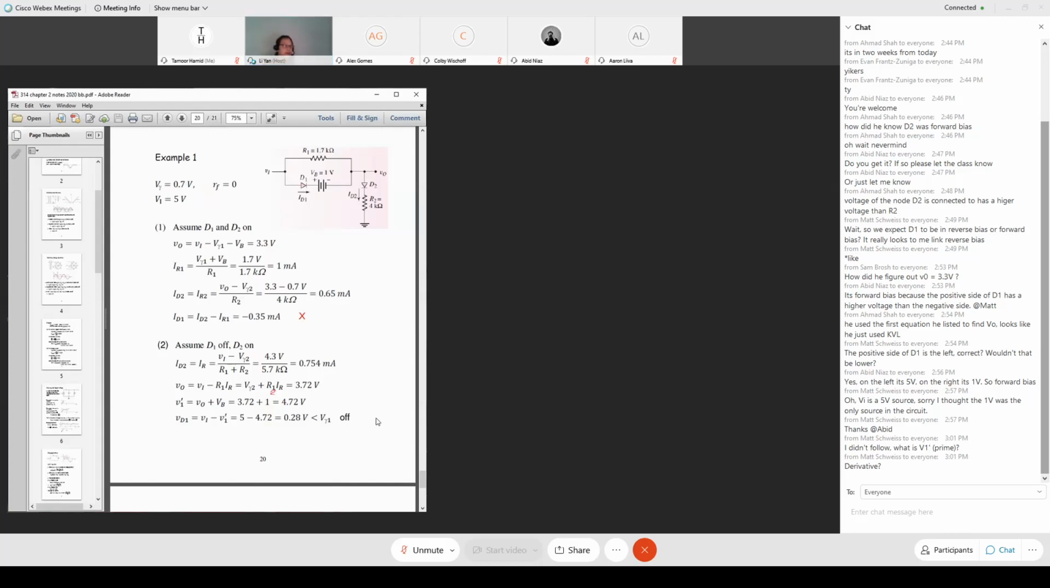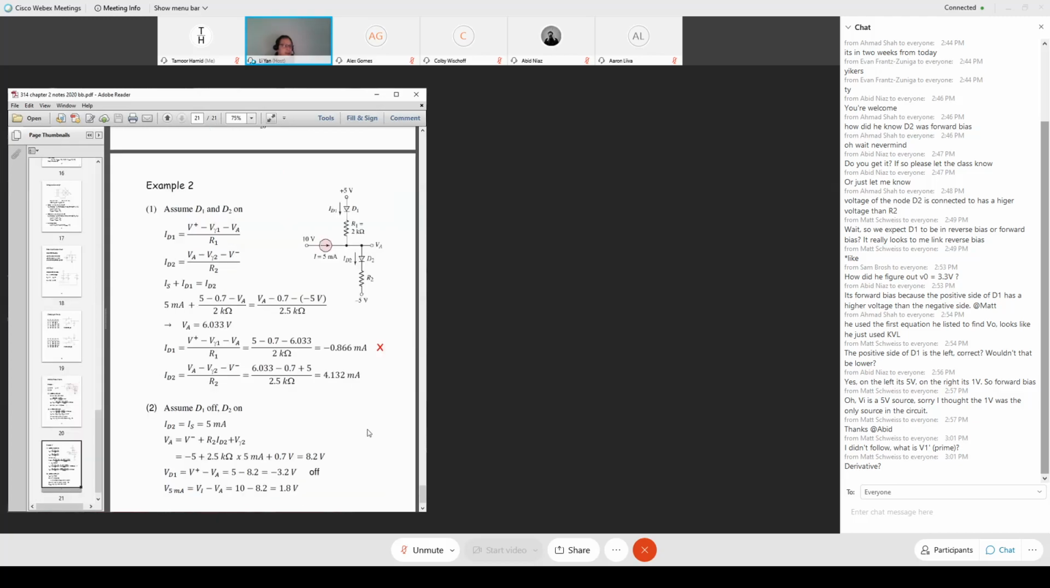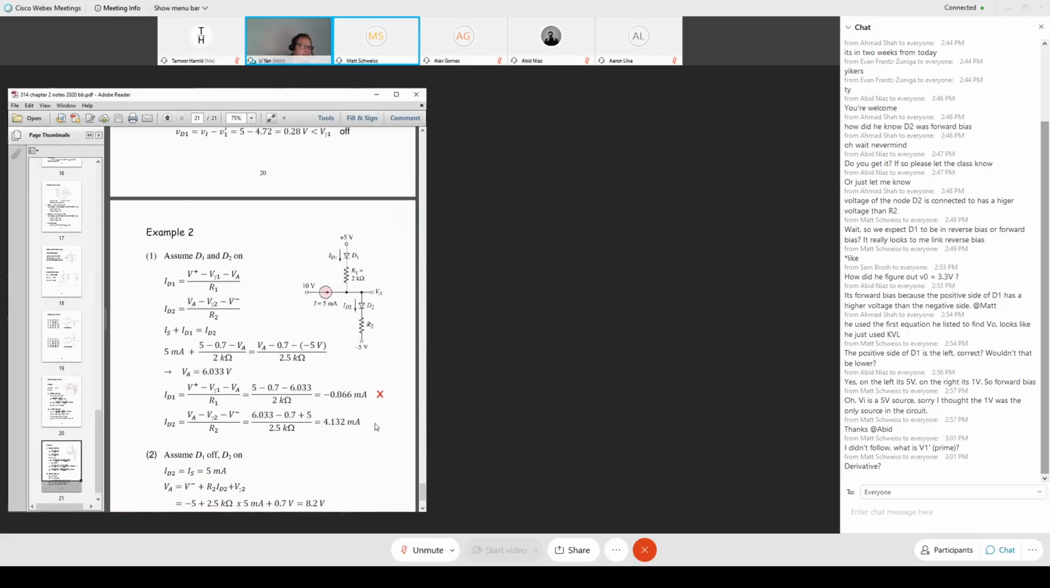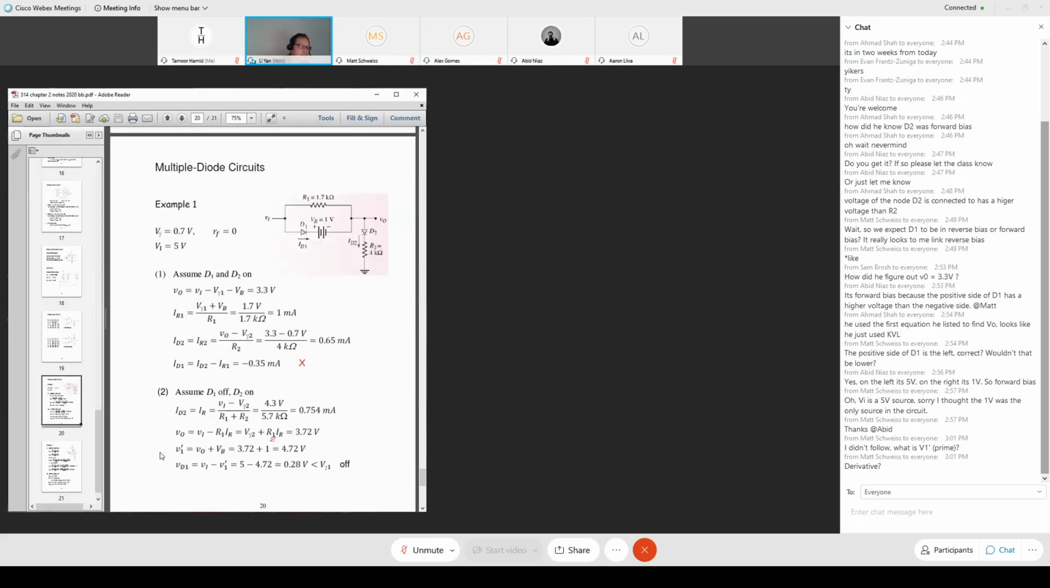Okay, no, so let's give you the second example. Professor, can you explain what V1 prime is? Is that a derivative of V1? No, it's just a label. I could just use it as V1. So it's a label for the voltage at this point above ground.